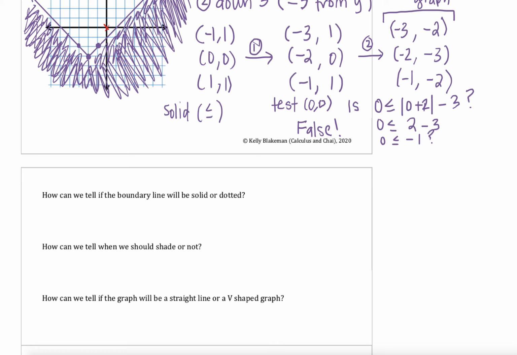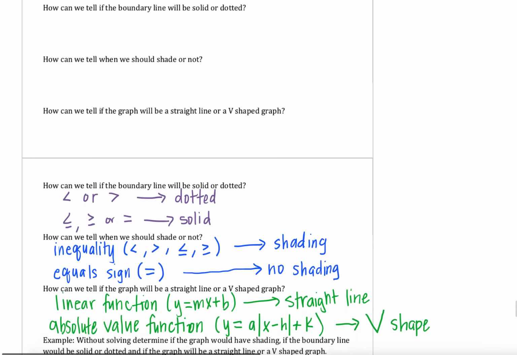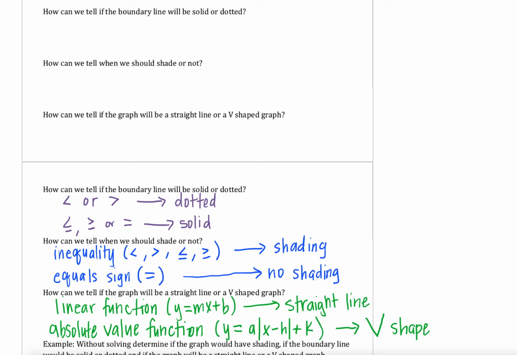How was the boundary line solid versus dotted? When were we shading? When were we not? And how could we tell if the graph of our boundary line was going to be a straight line or a V-shaped graph? Okay, let's check those answers. Our boundary line will be dotted if I have a less than or greater than inequality. That will produce a dotted boundary line. If I have a less than or equal to, a greater than or equal to, or just an equals sign, that boundary line will be solid.